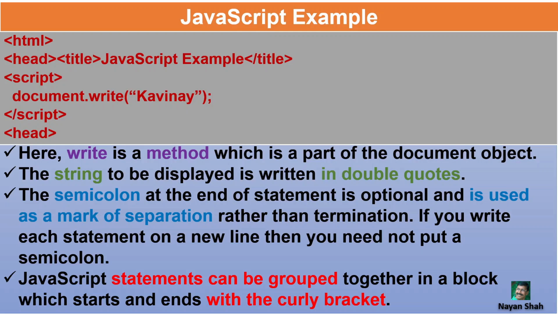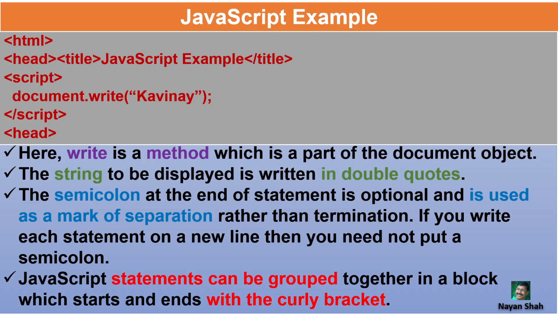That means if you are writing multiple statements on the same line, then those statements should be separated by semicolon. But if you are writing every statement on a new line, a separate line, then there is no need of putting a semicolon. You may avoid putting semicolon, but it is the style and habit of most programmers to put a semicolon at the end of every statement.